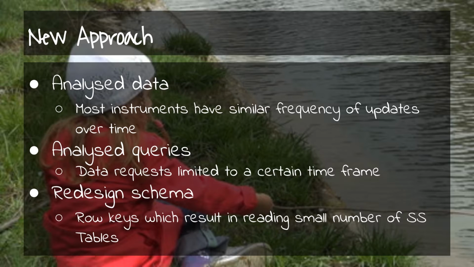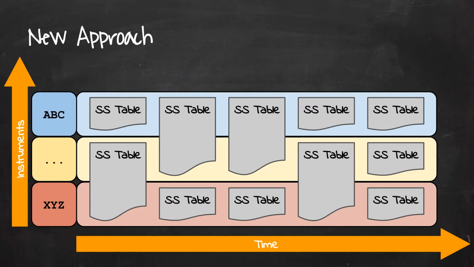So we looked at our failed approach, which is essentially instruments over time. And we thought, well, we can put another dimension into that row key so we can narrow down the number of SS tables we have to look at when we go read data.